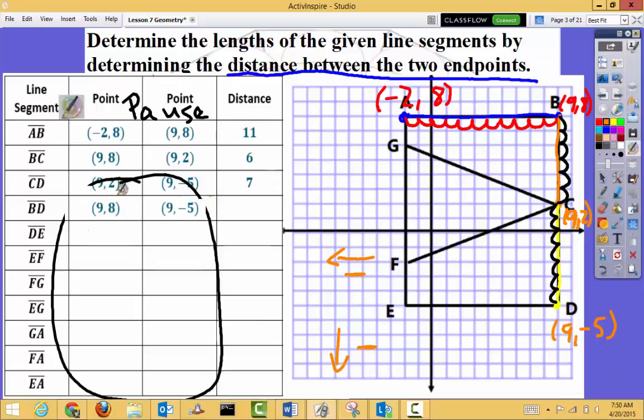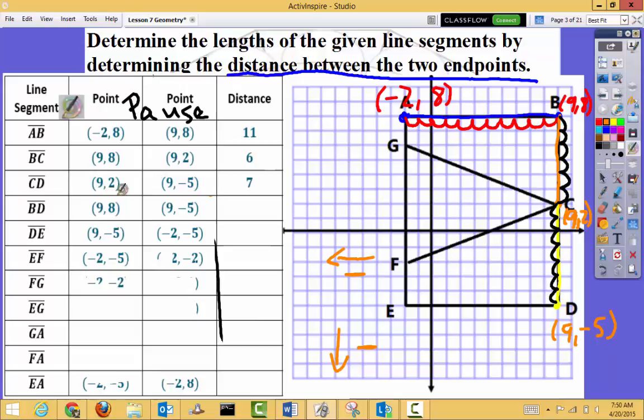And did you get 9 to 5? How about for the rest of them? Do the rest of them match up? Check your work.